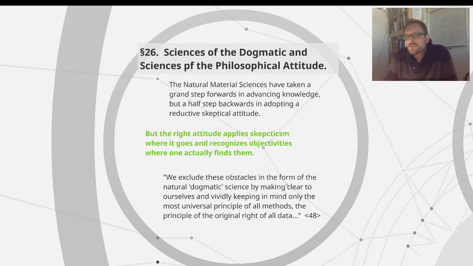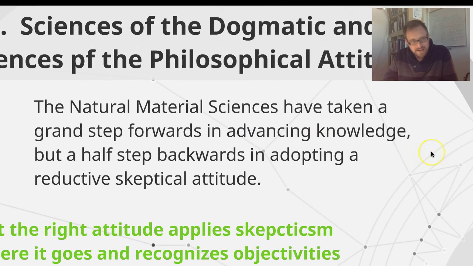attitude. And here Husserl, oh, another spelling error. I've seen a couple in this video, so my apologies. Husserl then differentiates and says there are different attitudes that the philosopher can have, right? The natural material sciences have taken a grand step forward in advancing knowledge, but they've also taken a half step backwards in adopting this reductive skeptical attitude that says that all knowledge can only already be empirical.